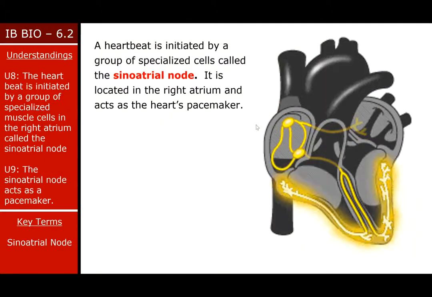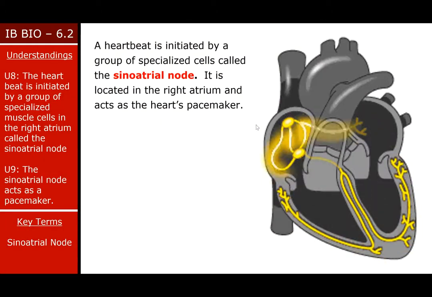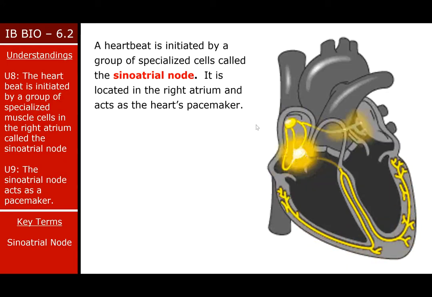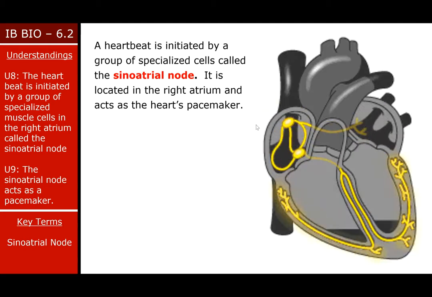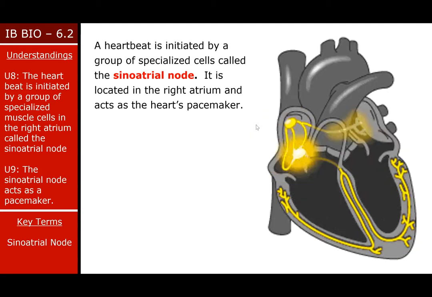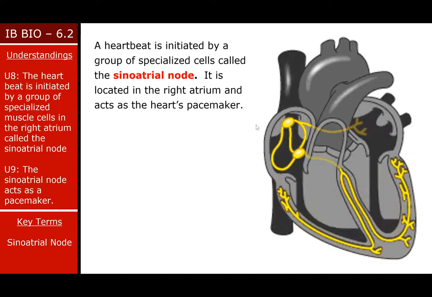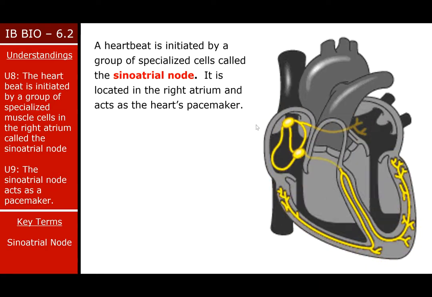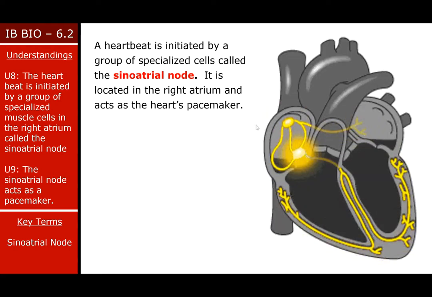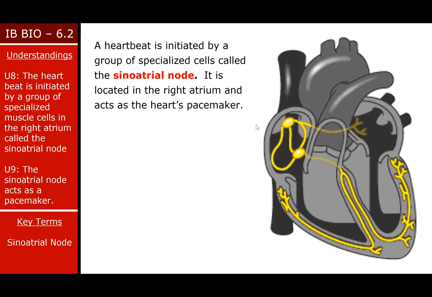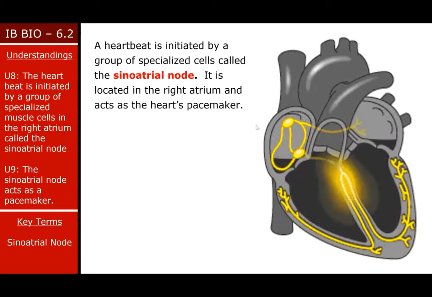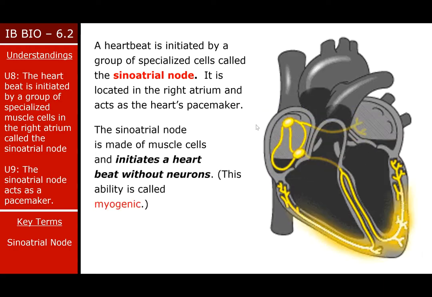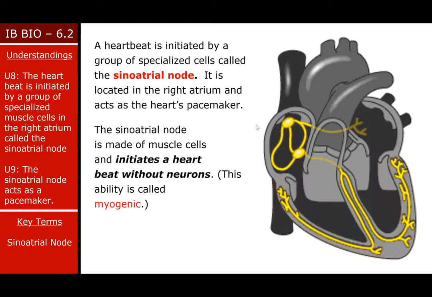So, understanding number 8, the heartbeat is actually initiated by a group of specialized muscle cells in the right atrium called the sinoatrial node. So there are electrical cells in the heart that act as a pacemaker for the heart itself. Independent of initiation by the brain, your heart has electrical conductivity without nerve cells, which is crazy, right? The sinoatrial node is made of smooth muscle.